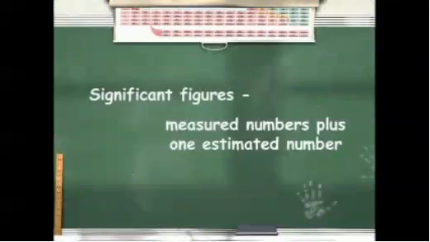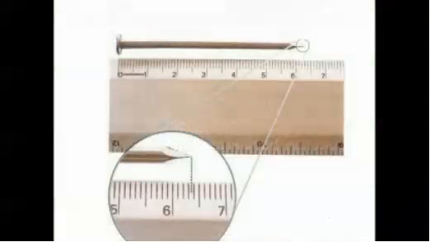Significant figures are numbers in a measurement that are certain, plus one estimated number. For example, suppose we are going to measure the length of this nail. The nail clearly measures between 6 and 7 centimeters. In fact, it clearly measures between 6.3 and 6.4 centimeters.